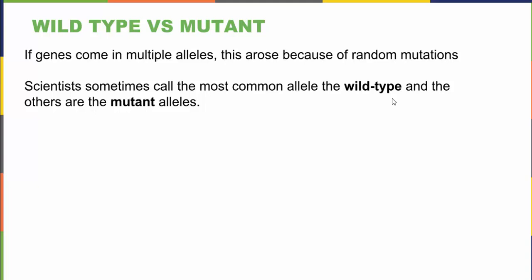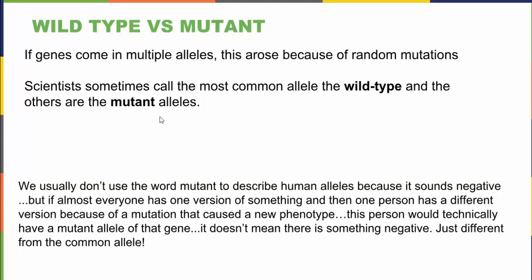So because genetics are changing all the time, scientists tend to call the most common allele the wild type allele, and then anything else is a mutant allele. Now we usually don't use the word mutant when we're talking about genotypes in humans, because it sounds like it's negative, but it doesn't. When we talk about it in science, it's not something negative.